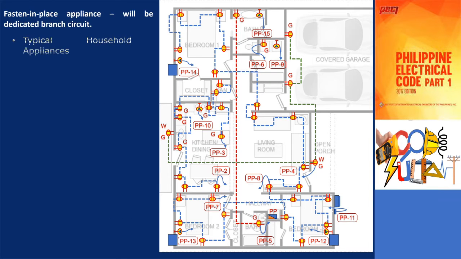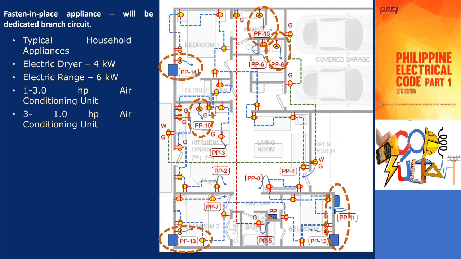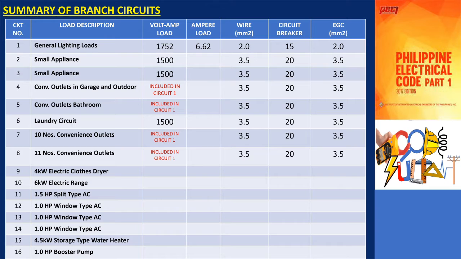Continuing with part 2 of our topic, all fastened in place appliances in the layout shown must be calculated. These include the 4 kilowatts clothes dryer, 6 kilowatts electric range, air conditioning units, 4.5 kilowatts water heater, and motor loads. Here's a summary of the branch circuits based on the layout of the sample project. The branch circuits for general lighting loads and receptacle outlets have been determined as shown in circuits 1 to 8. Now, we need to determine the load for the remaining individual branch circuits.